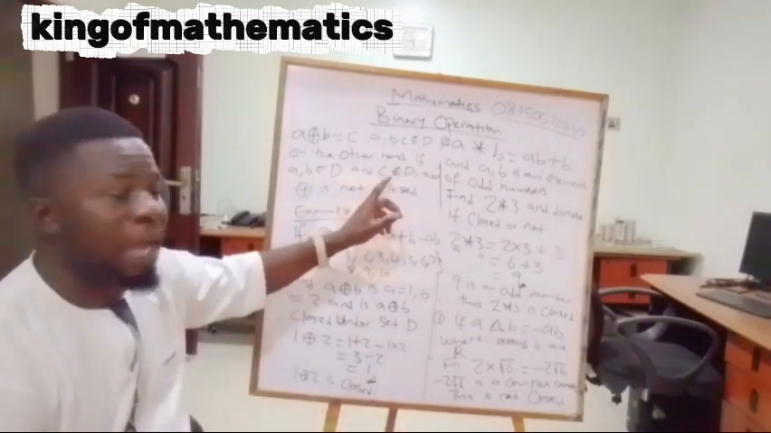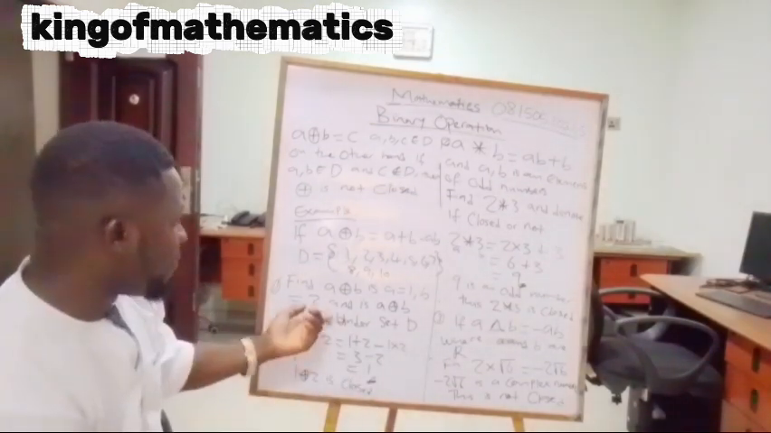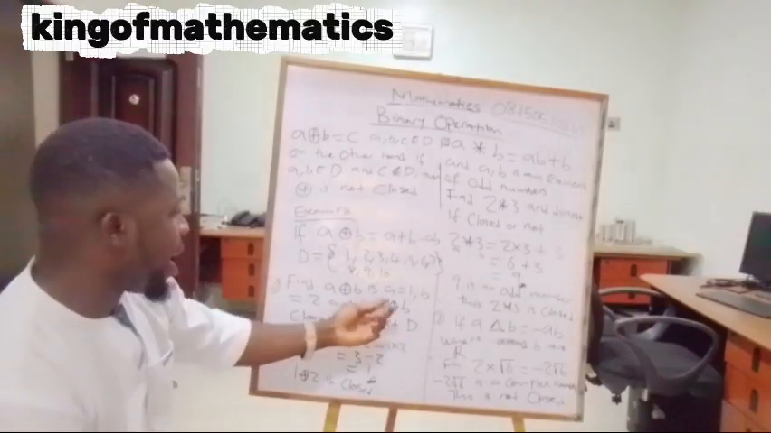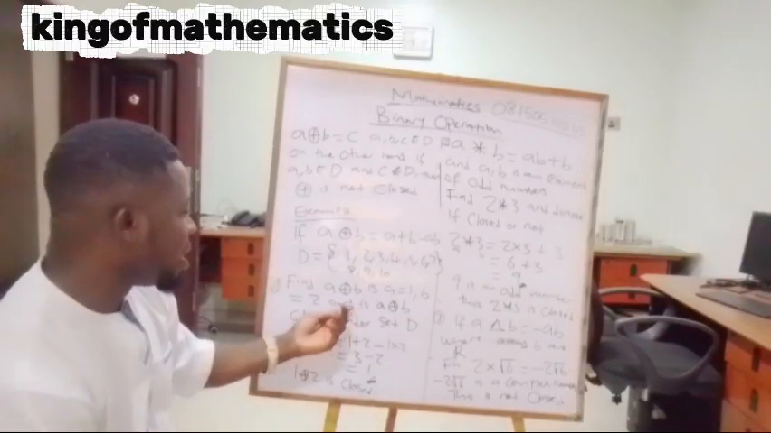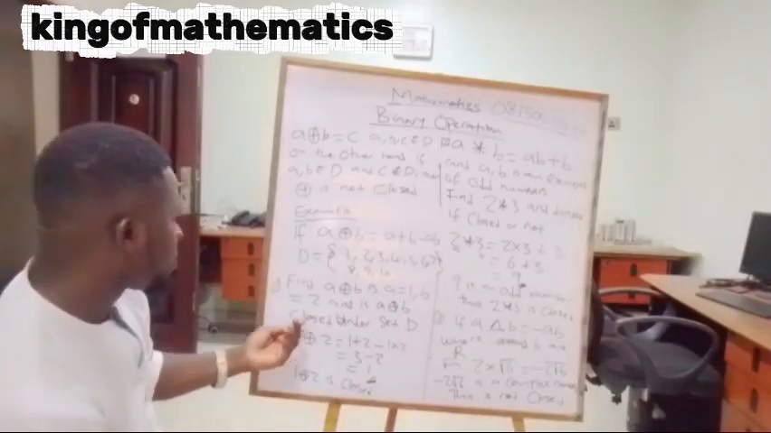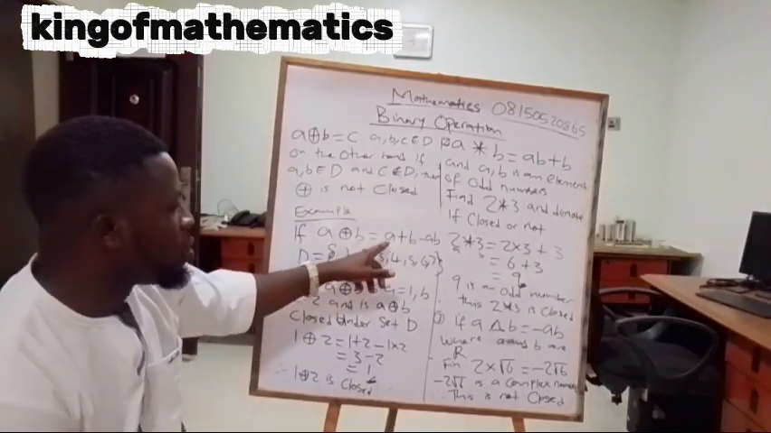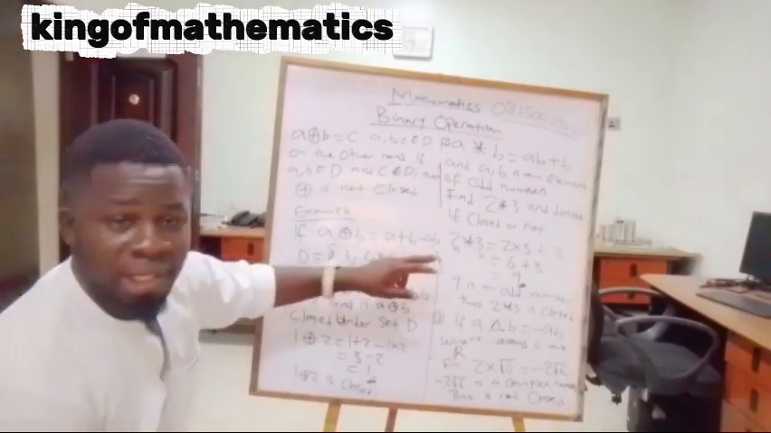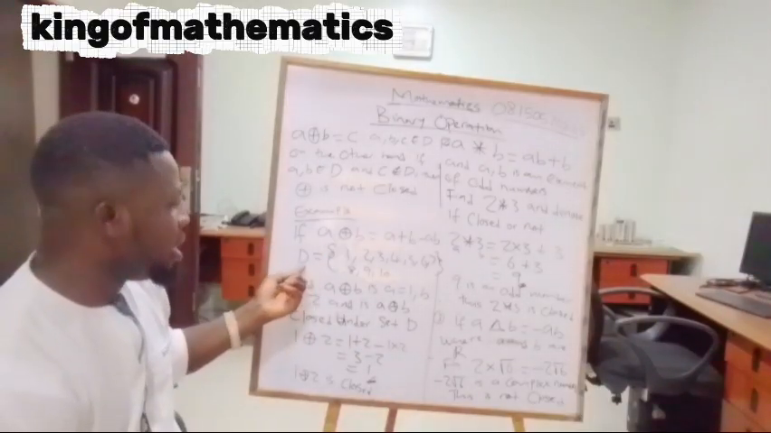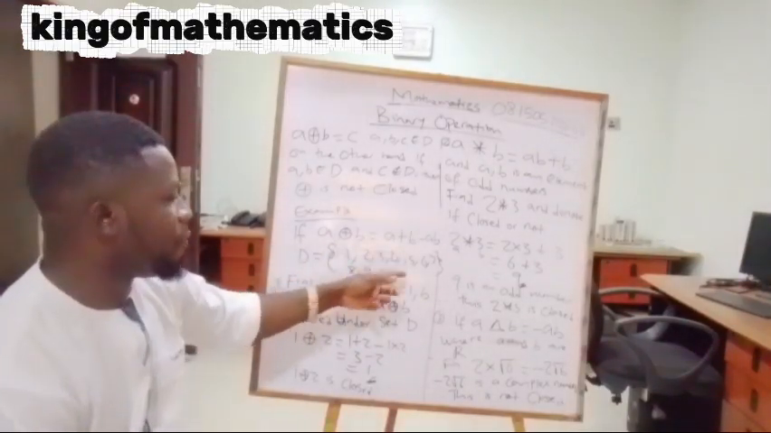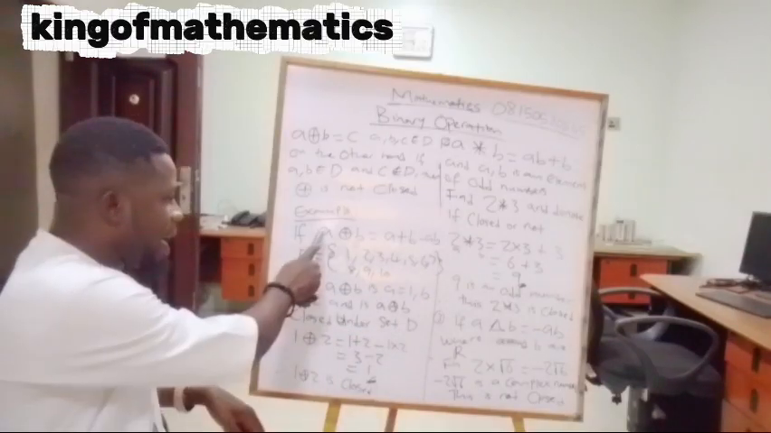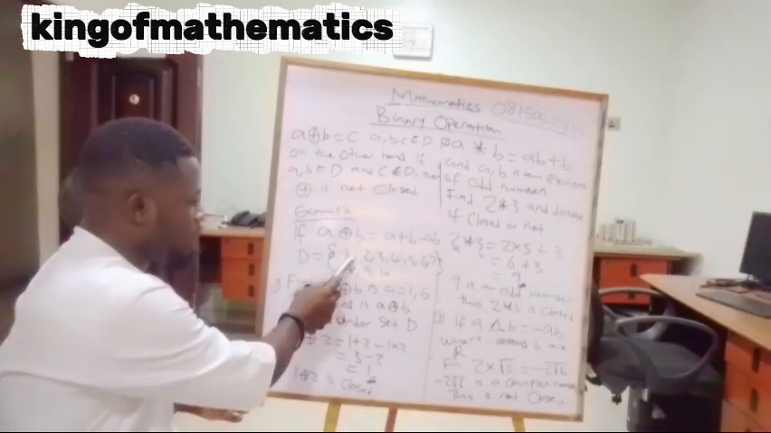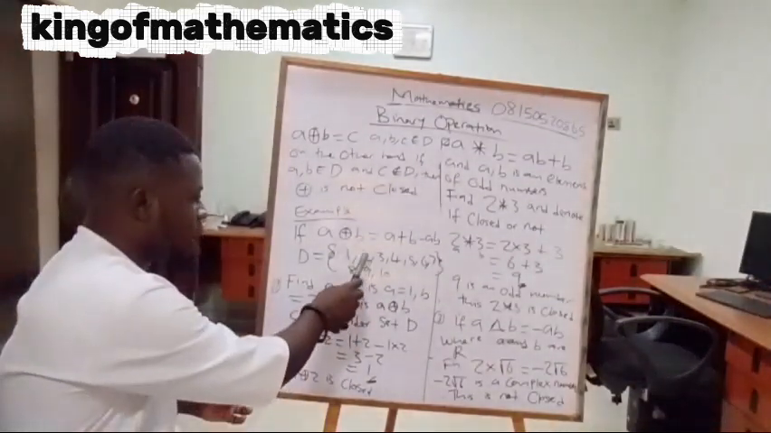But when C is an element of D, it is still closed, and we have an example here. A operation B, where A equals 1 and B equals 2. We are given that A operation B equals A plus B minus AB. This result is C. We have been given the set D: 1, 2, 3, 4, 5, 6, 7, 8, 9, 10. If you look at A that we are using, find A operation B. If A equals 1, you can see 1 is here. B equals 2, you can see 2 is here.